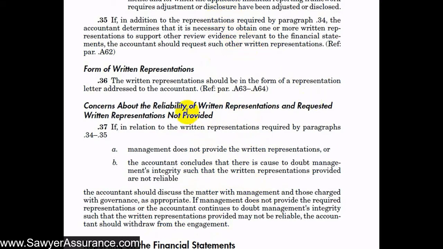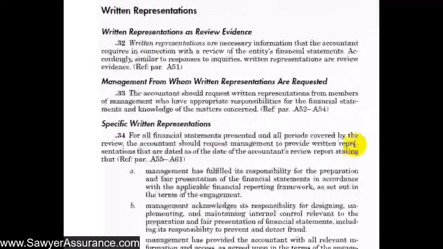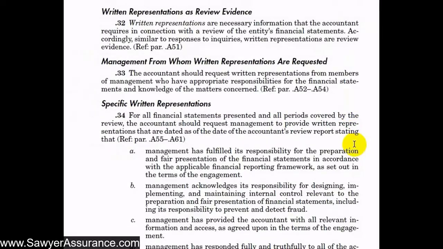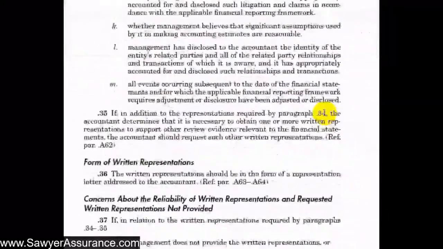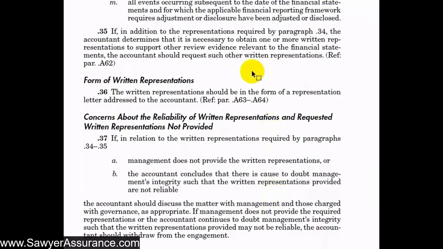In those instances, we should withdraw from the engagement. So we have a lot of explanatory material here, and we can go down to the sections to get some more information on exactly what to do with these management representations. It starts at A51 through A64. So let's take a look at those sections.